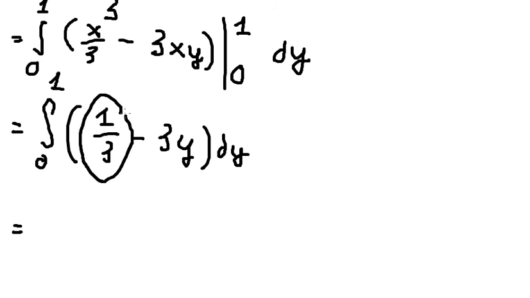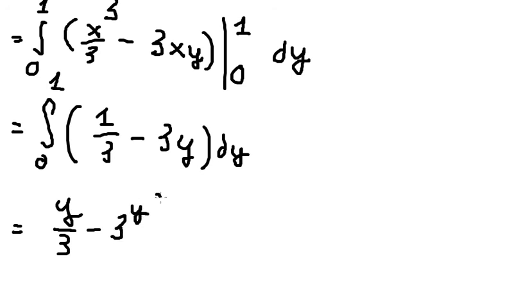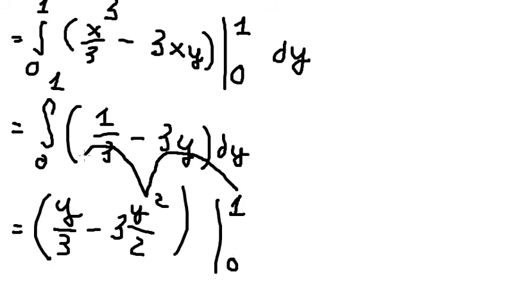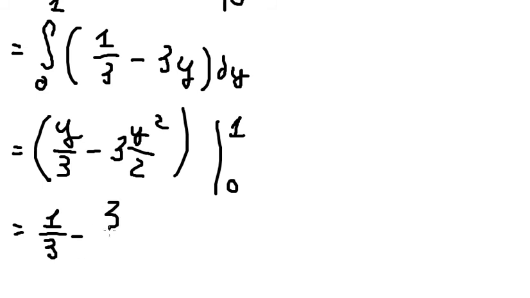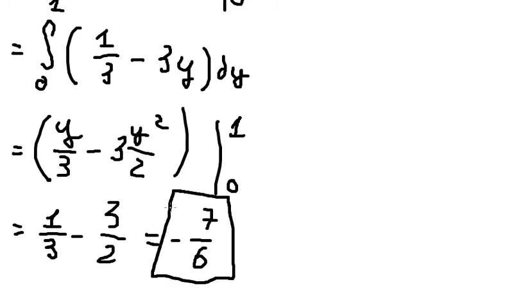The integration of 1 over 3, we have y over 3. The integration of 3y, we have 3y squared over 2. And now I will put the bounds from 0 to 1. So I will put 1 going here, 0 going here. And now we have the final answer. We calculate this one, we have negative 7 over 6. And this is the final answer.